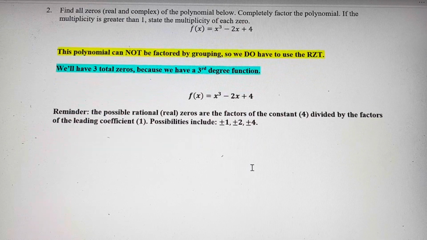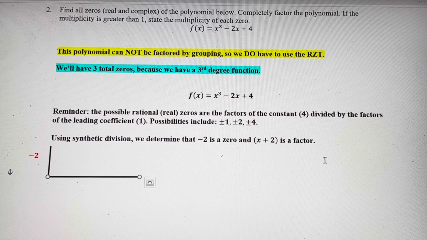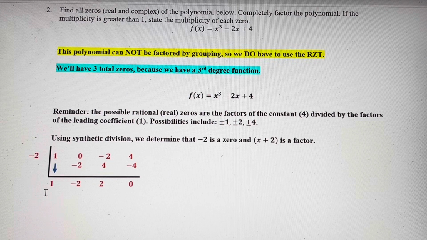Because we've gone over that in previous sections, I'm not going to walk you through the entire process. I'm going to go ahead and tell you that negative 2 is a zero, and therefore x plus 2 is a factor. Okay, so let's go ahead and show the synthetic division because we're going to need that to find what we get when we factor x plus 2 out of this. You know how to do synthetic division. So my first factor is x plus 2. And my second factor is going to be the trinomial x squared minus 2x plus 2.